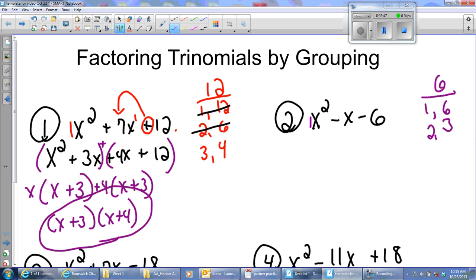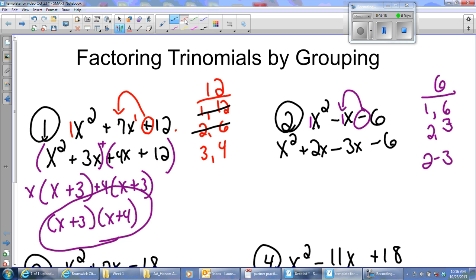This time, though, the 6 is negative, right? So I don't want to add two factors of 6. I want to subtract two factors of 6. That will get me a negative 1. Well, I think that's going to be 2 minus 3, right? So I'm going to rewrite this trinomial as a polynomial with 4 terms. I'm going to write it as x squared plus 2x minus 3x minus 6. All right, now I'm going to group.